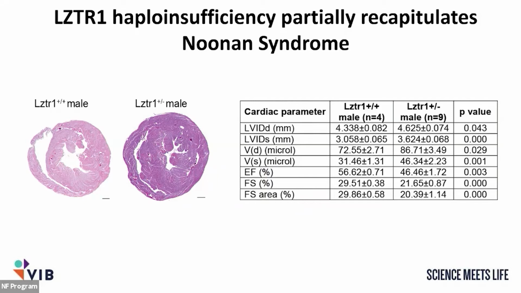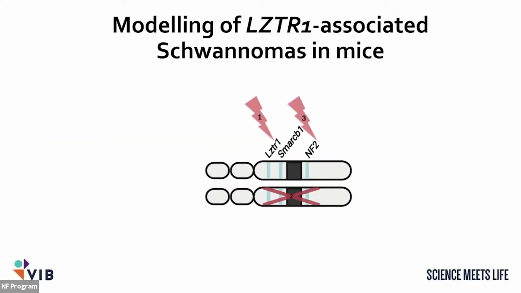Of course, we were expecting to see some cancer-related phenotypes in our mice, but even with monitoring these mice quite carefully during their whole lifespan and doing multiple tests, we couldn't detect any cancer-associated phenotypes in these mice. So that's why we started to look at how we can actually model LZTR1-associated schwannoma.